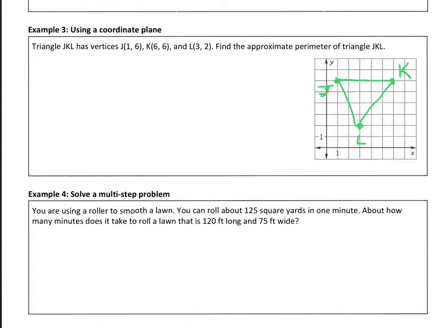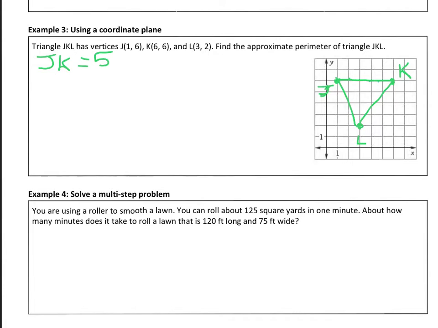So perimeter would be adding up the lengths of all the sides. So it might be helpful to know how to find those lengths or those distances. So the easiest one I would say is JK. I can just count. JK is 1, 2, 3, 4, 5 units. Now the other two, we've got to think back to our distance formula.